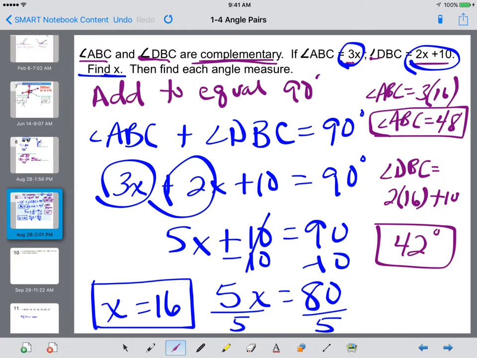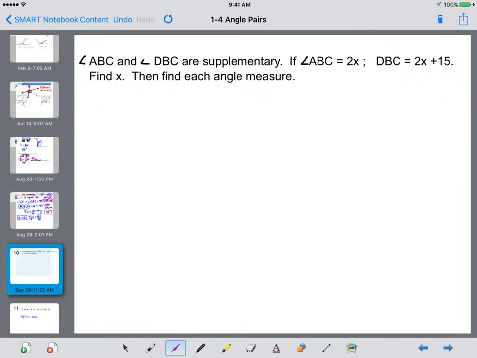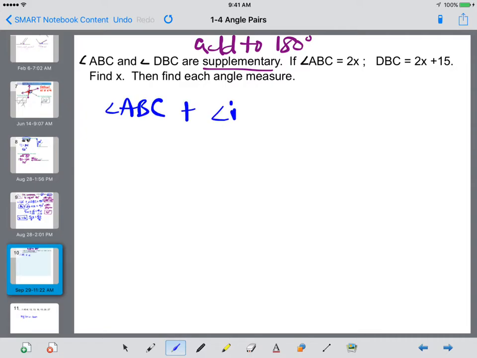Last example. Angle ABC and angle DBC are supplementary. Supplementary means that they add to 180 degrees. So we're going to follow a similar process. Angle ABC plus angle DBC, instead of equaling it to 90, because they're supplementary, we set it equal to 180 and solve.